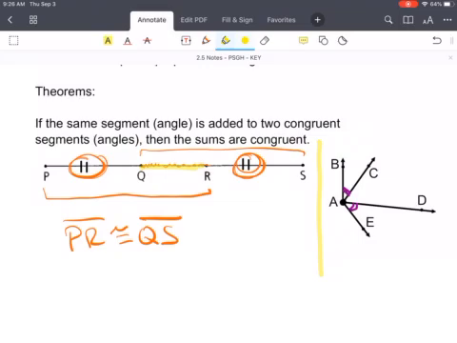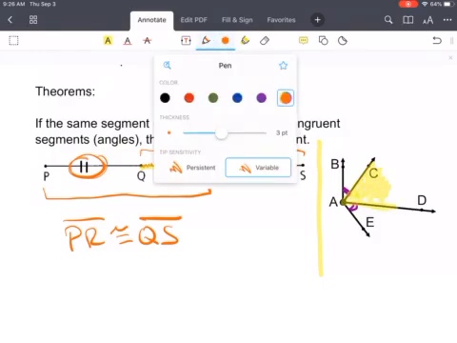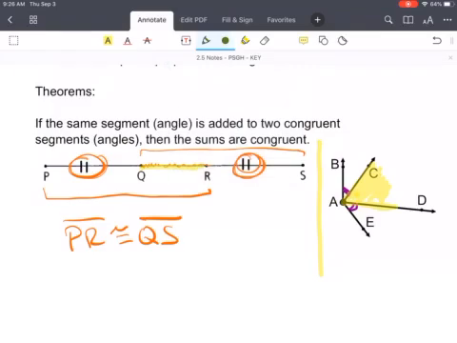Same thing over here on the right with the angles. I have a shared angle there in the middle. So if those little angles are congruent, I can say the bigger ones are congruent as well because I'm adding the same measurement. So angle BAD would be congruent to angle EAC.